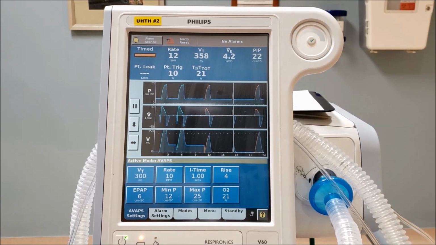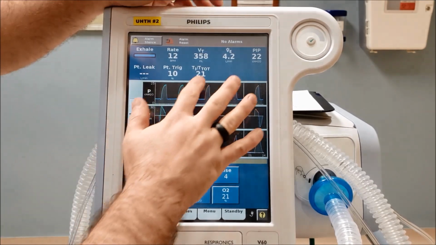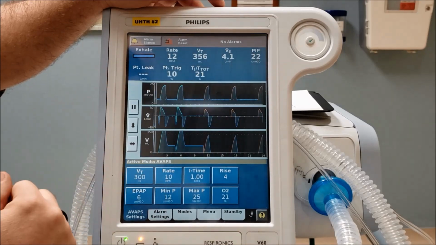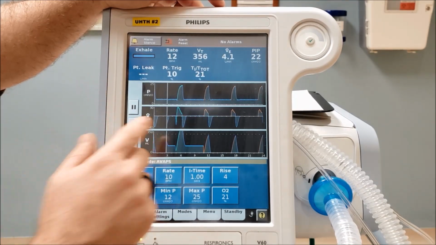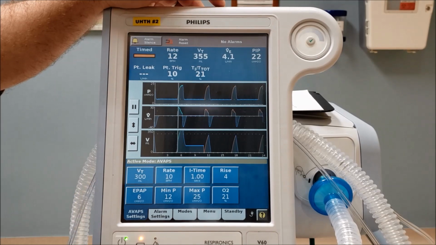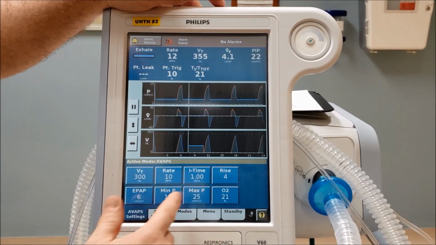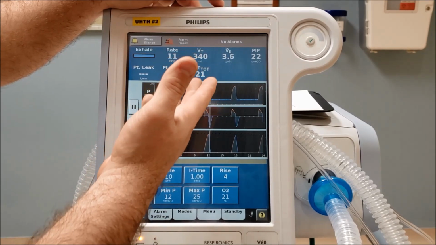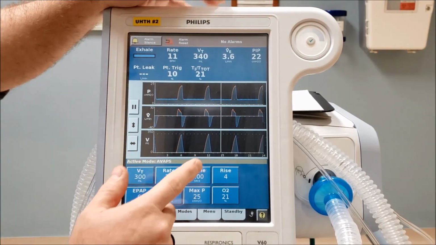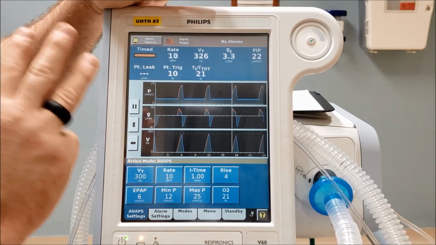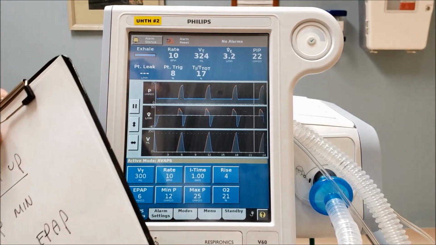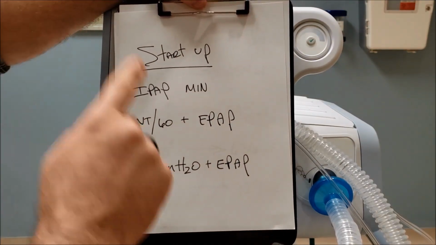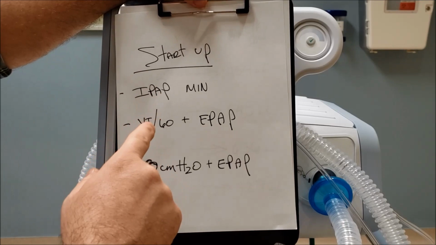So, if we're going to look forward with this, we see that right now our exhaled tidal volume is about 358. We have an average minute ventilation of 4.1, and our peak pressure is 22. And you say, well, what the heck? Why is that 22 when I started at 12/6 and I just started the thing up? Well, there's a special calculation that the machine starts at and uses one of 3 numbers. So what it's going to use, it's going to use this calculation when we initially start up. So to get the initial IPAP, it's going to use a few different ones.